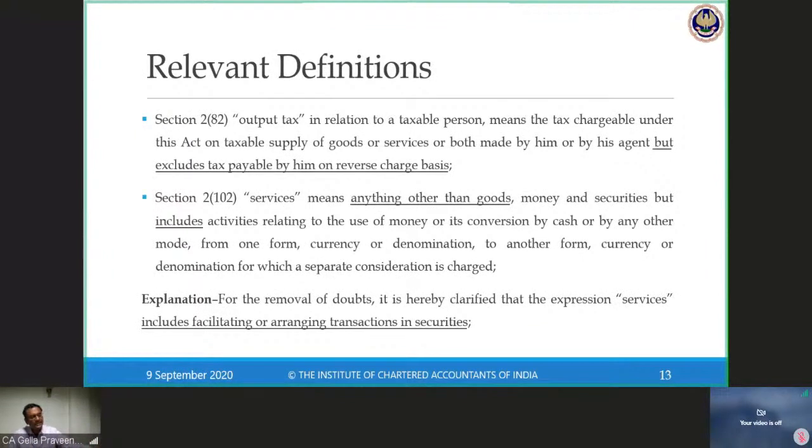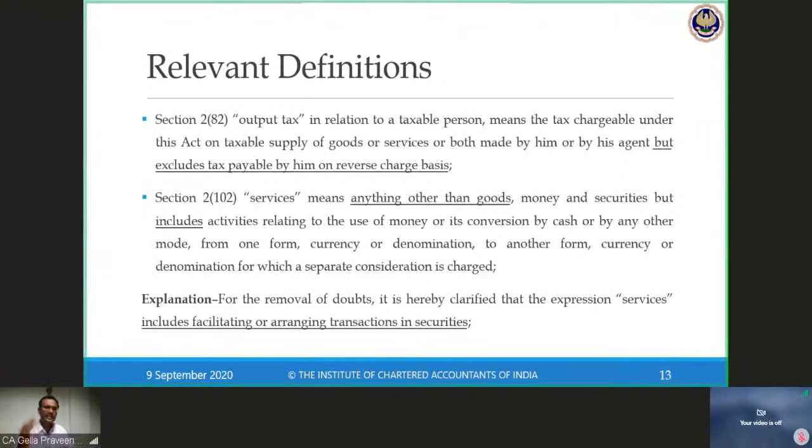This is one definition which has a very wide scope under section 7 of the GST Act. Just read the language of this definition: services means anything other than goods. Anything other than goods. Since you are not getting into litigation, but when you read a law, please read from this particular language.